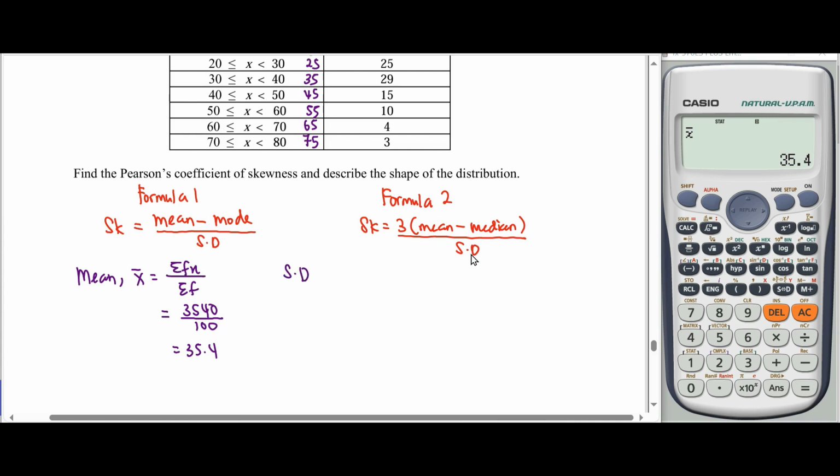So the standard deviation in our formula will be the square root of 1 over sum of f minus 1, which is n minus 1, bracket sum of fx squared minus sum of fx squared over n. So this is our standard deviation formula.